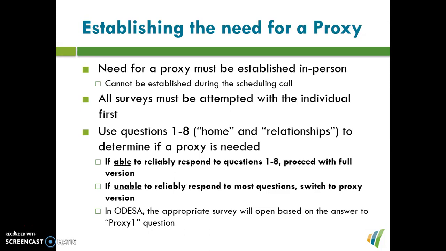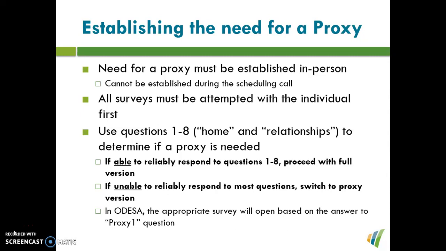We do not want you to make a determination that you'll need a proxy to complete the full survey over the phone when you're scheduling the meeting, or have perhaps a family member or staff person say the person's really not going to be able to answer any questions, and set up a proxy version of the survey then. We really need you to be in person speaking with the individual to determine whether they're going to be able to answer any of the questions throughout the consumer survey.